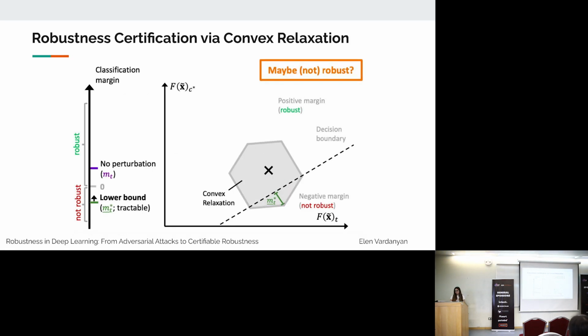But in case our set is somewhere here and it's crossing the decision boundary, so for some perturbation we have this margin as a negative number, then we are not sure if it's adversarial free, since the correct set could actually be adversarial free, but this is a bigger set, so we can't be sure.